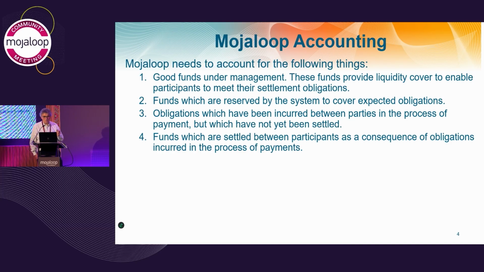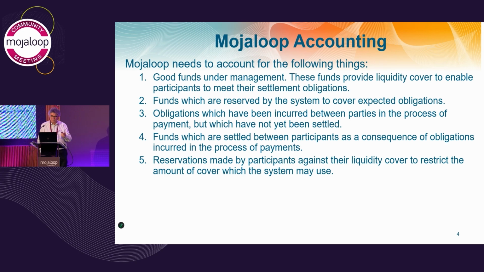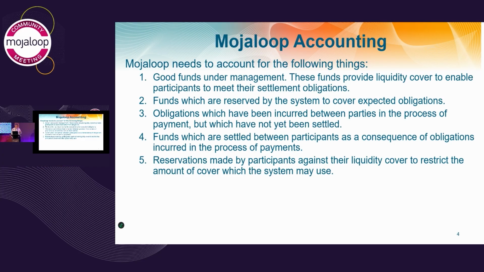And finally, we also need to be able to account for reservations which participants make against their liquidity cover. Now, this is really to cope with what we hope is a historical anomaly. Mostly, instant payment systems are settled via RTGS, real-time gross settlement systems, which are operated by the central banks of the jurisdiction. Now, that's great. Unfortunately, typically they only work business hours and they don't work at weekends or public holidays. So if that's the case, we can't do a settlement because there is no RTGS to do the settlement.